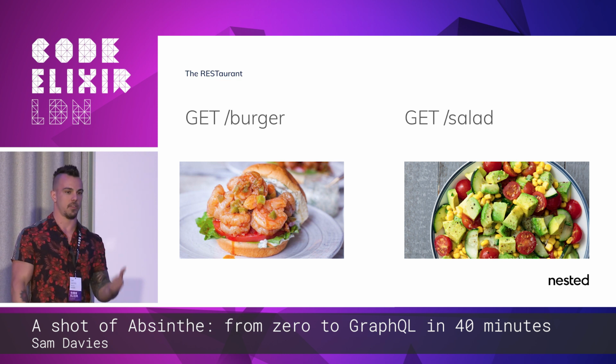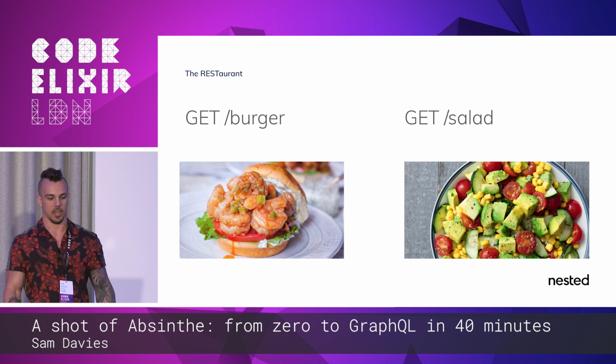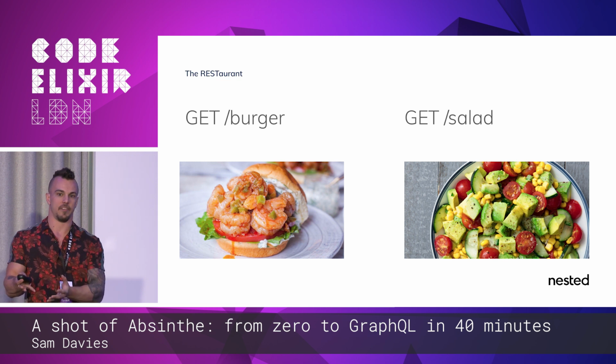So there are two options available to me here, right? I can queue up for the avocado salad, I can get my salad, and then I can be unhappy because it doesn't have shrimps in it. That's called underfetching. You didn't get all the data that you needed to do what you wanted to do.